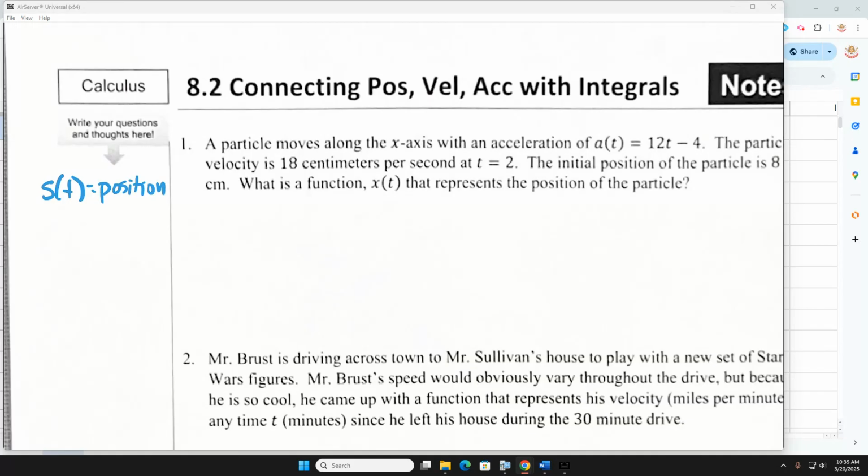So what is the derivative of the position? Velocity, good. The second derivative of the position is the derivative of the velocity, which is also acceleration, good. So we practice a lot going that way.